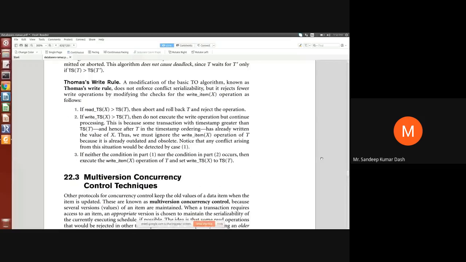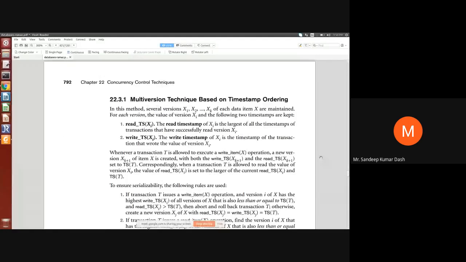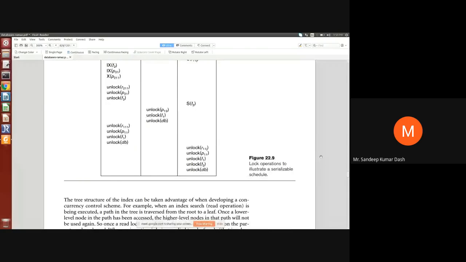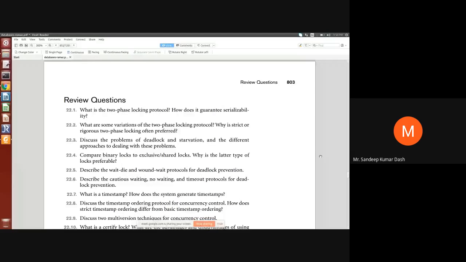So any doubt up to now in the entire transaction topic? Because I told you to go through the concepts from the beginning of the transaction class. If anyone has any doubt, you can ask.